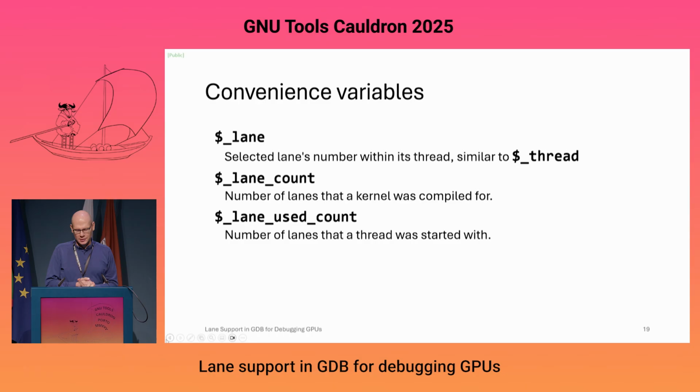Okay, then there will be some convenience variables. For instance, there is currently $_thread, which is a replacement for the number of the current thread. There would be the lane convenience variable, which gives the selected lane's number. Then lane count gives us the number of lanes that a computation kernel was compiled for. And lane used count is the number of lanes that a thread was started with. On the previous slide I said that there could be some unused lanes, so it's related.